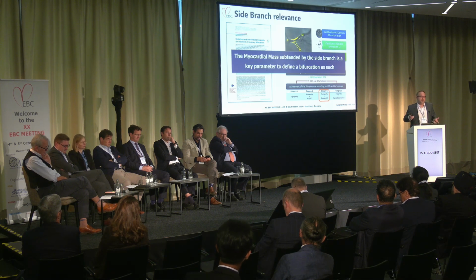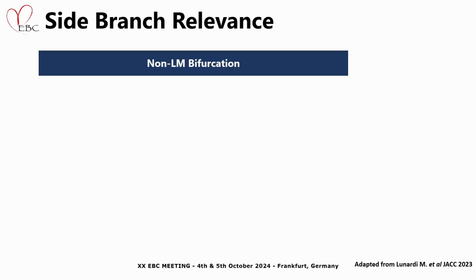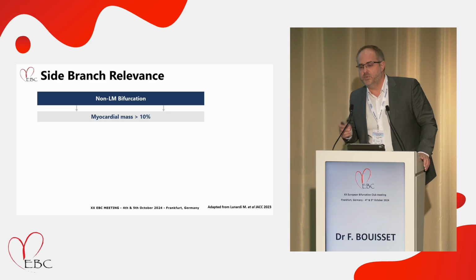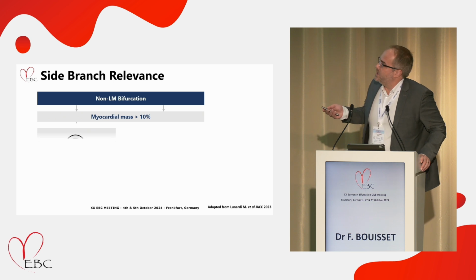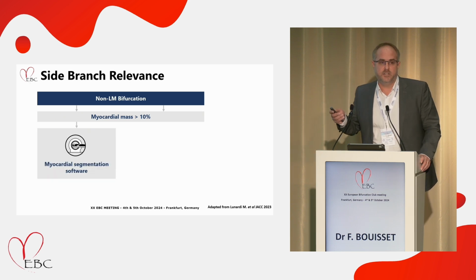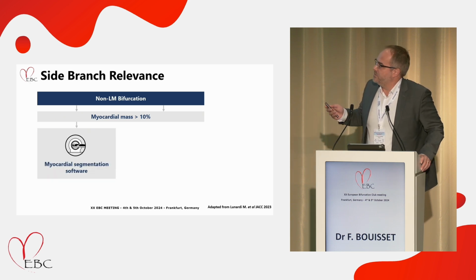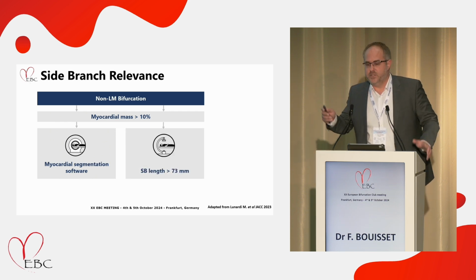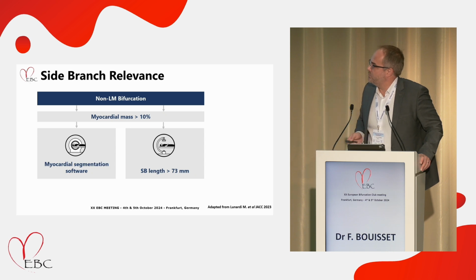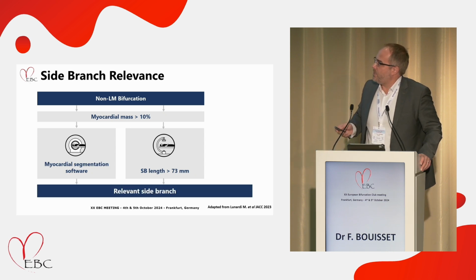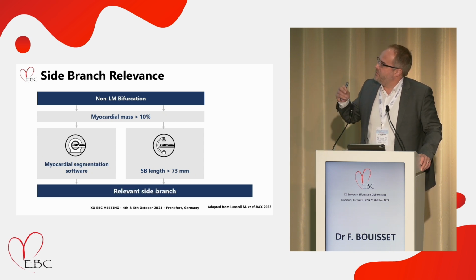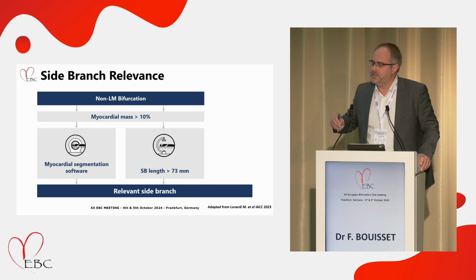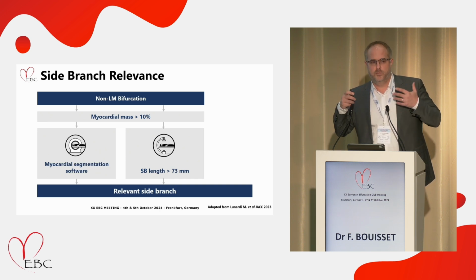And what is a relevant side branch in terms of prognosis? Well, it's a side branch that subtends more than 10% of the myocardial mass. We can get this from CT, as we have discussed and seen in the previous slides. And if we don't have CT, we can also get this with angio based on the length of the side branch. This is from a previous work from the group of Bonkuku. And those branches with a myocardial mass of more than 10% are relevant in terms of prognosis.